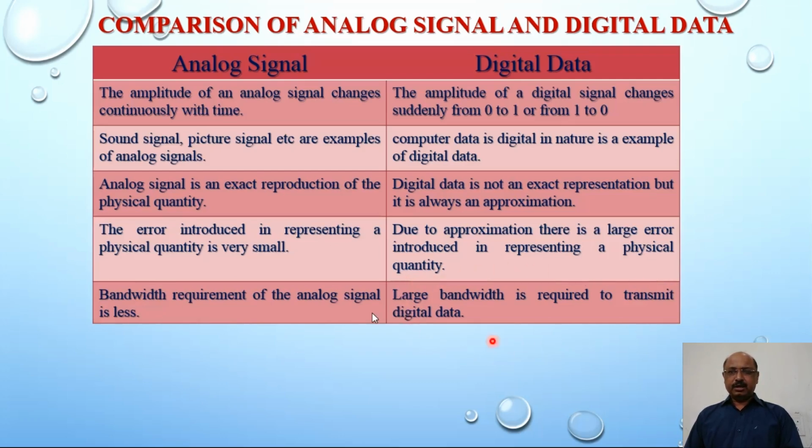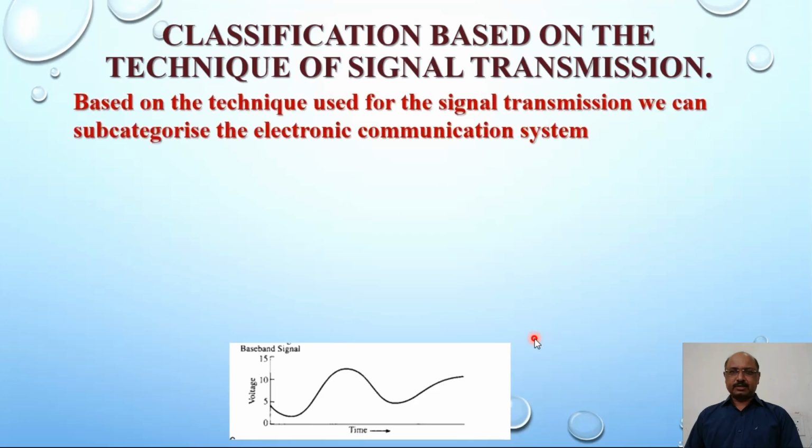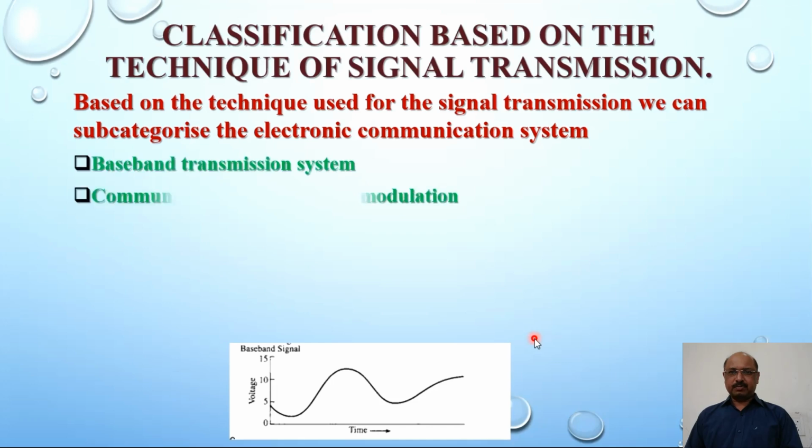Now bandwidth requirement of the analog signal is less, but large bandwidth is required to transmit digital data. Now we see the third group, that is classification based on the techniques of signal transmission. Based on the technique used for signal transmission, we can subcategorize the electronic communication system into, first, the baseband transmission system and second, the communication system using modulation.